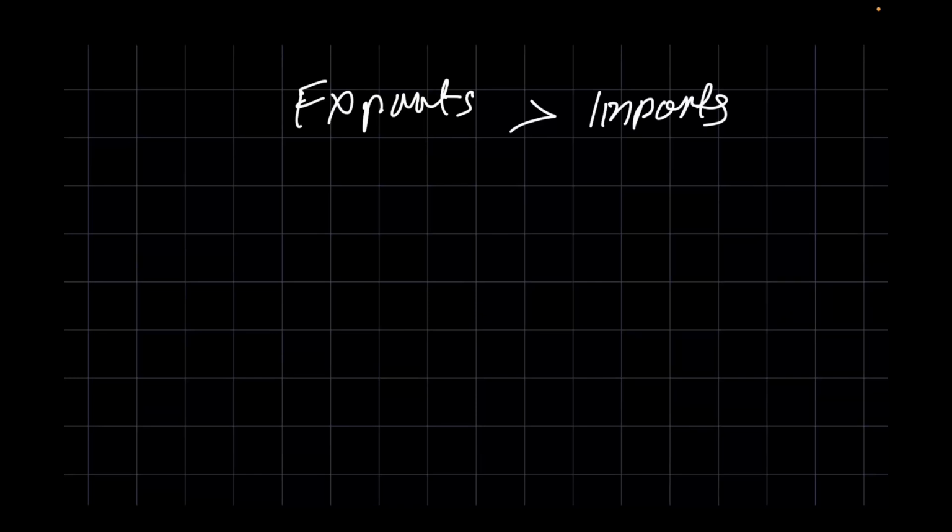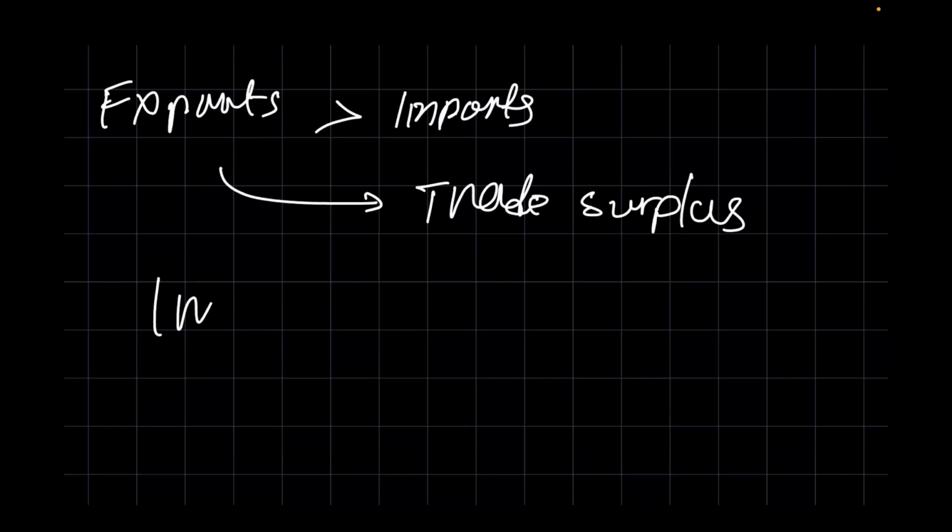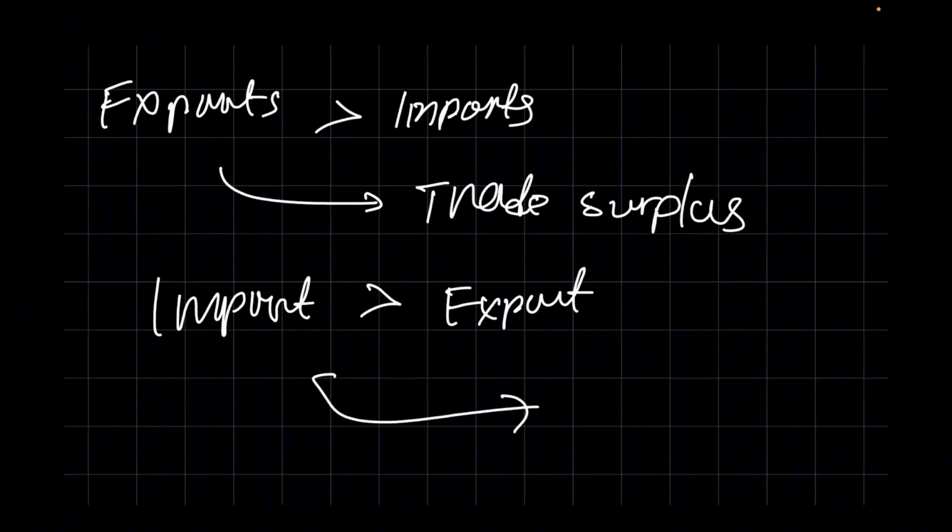Now, when you have exports which are greater than your imports, do remember that we are talking about this in terms of value and not in terms of the number of goods. So when we look at exports, we're talking about the revenue earned from exports, and when we're looking at imports, we're looking at the expenditure on imports. So when exports are greater than imports, they say there is a trade surplus.